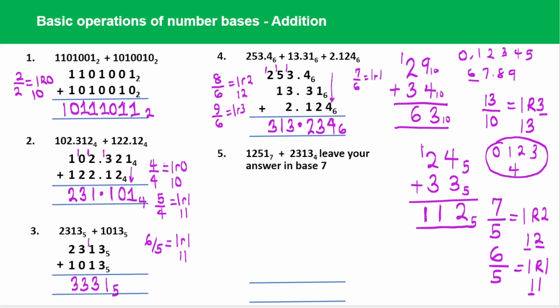313.234 base 6. Now for question 5, look at question 5. We have 1251 base 7 plus 2313 base 4. And we are asked to leave our answer in base 7.